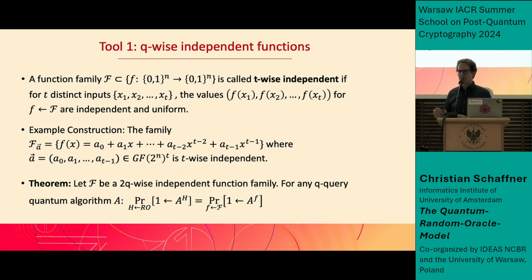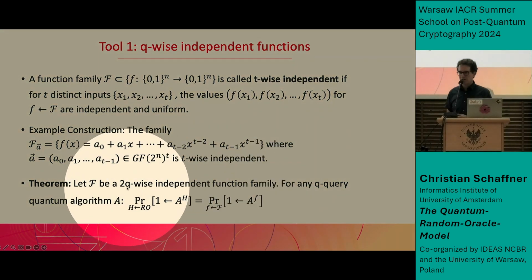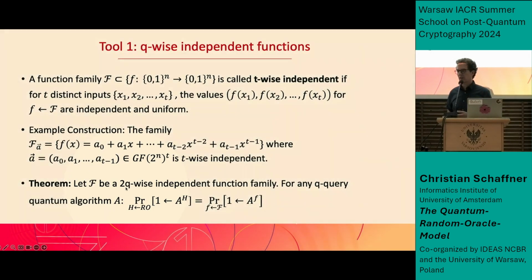But here in the quantum case, this holds for a quantum algorithm. It's not so obvious because, again, in the first query, they could already ask everything in superposition. So this gives you a way to actually deal with this case. If you have a bound on the number of queries that an attacker is going to make, then you can kind of fool the attacker into believing that he's interacting with an actual random oracle by just doing that with a 2q-wise independent function family.